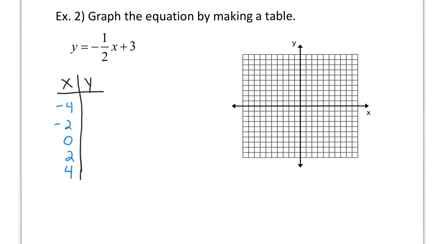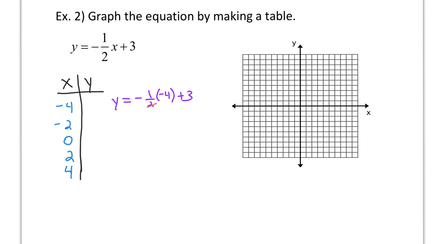Now you're going to do the same thing here, but the steps are a little bit different than the previous example, so I'm just going to do the first two for you. I'm going to substitute this input, -4, into the x value. So we're going to substitute it here. So I'm going to have y equals -1/2 times -4, and then I'm going to have +3. So remember that when you multiply fractions with a whole number, you can cross simplify. So I'm going to do that.